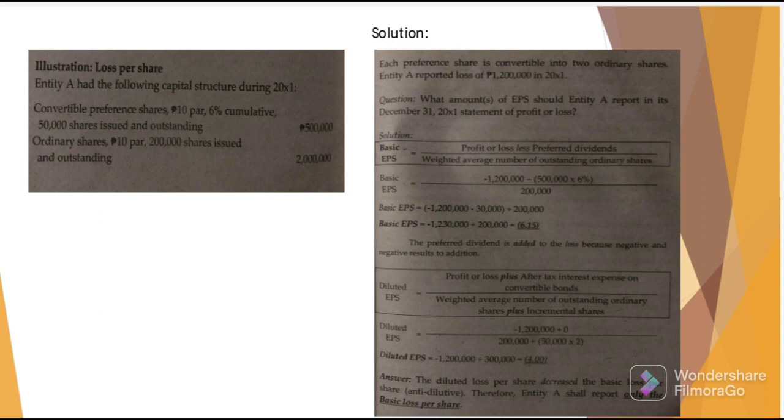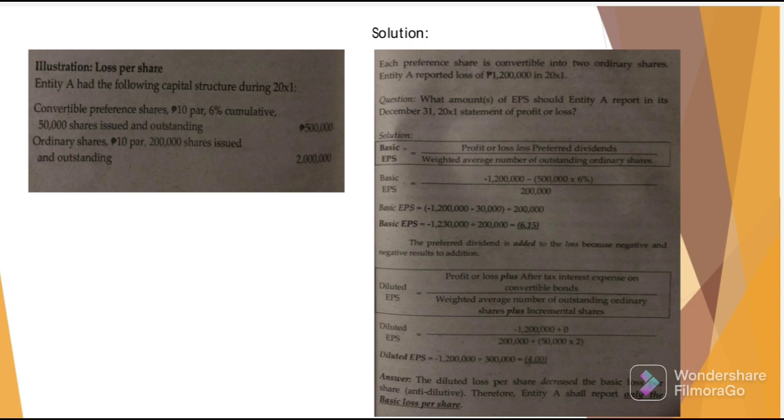So, illustration for loss per share. Here is the question. For basic EPS, the solution is profit or loss less preferred dividends divided by the weighted average number of outstanding ordinary shares. Negative 1.2 million because it is a reported loss, minus 500,000 times 6%, divided by 200,000 equals negative 6.15. So, the preferred dividend is added to the loss because negative and negative result in addition.